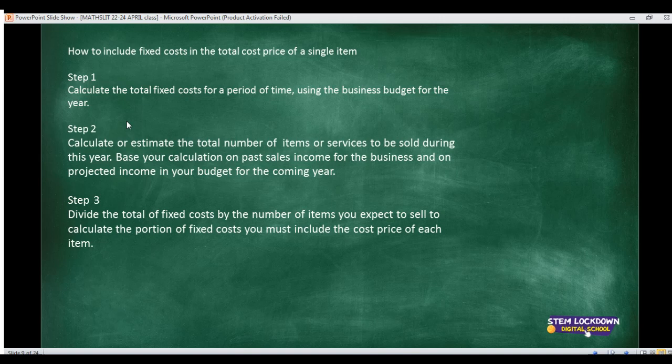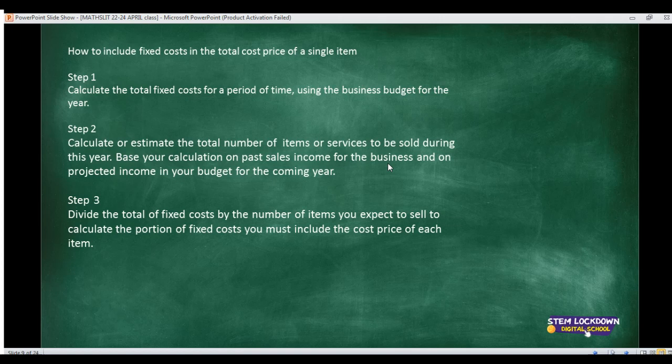Step 2, you calculate or estimate the total number of items or services to be sold during this year. It's quite similar to the one we just did of including equipment cost to production cost. So it is very similar. It's almost the same steps. Step 2 is when now you are calculating or estimating the total number of items or services to be sold during the year. You base your calculation here on past sales income for the business and on projected income in your business for the coming year.